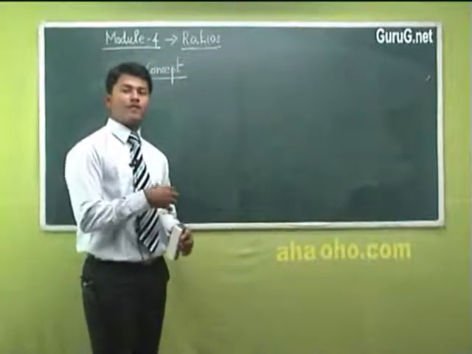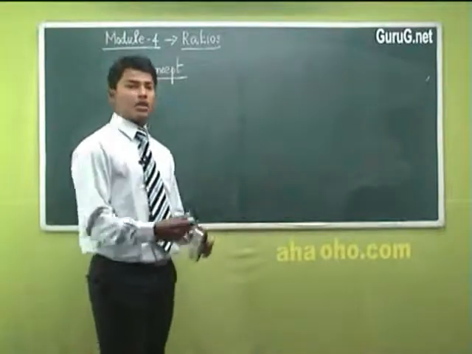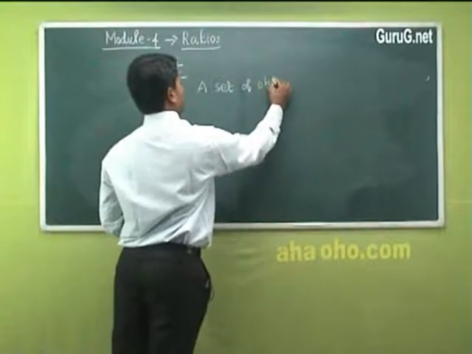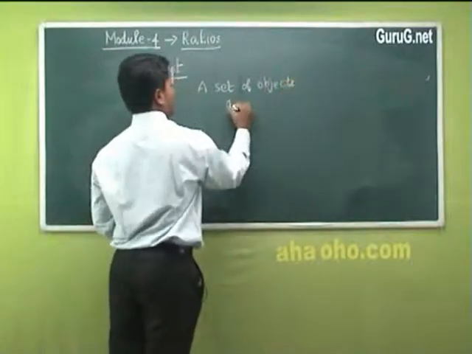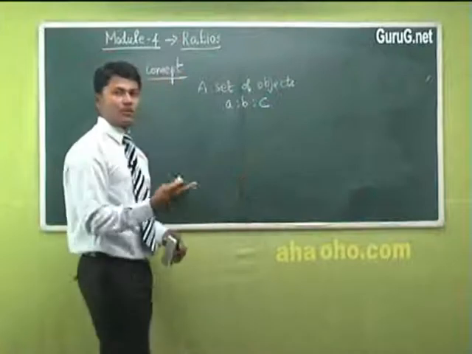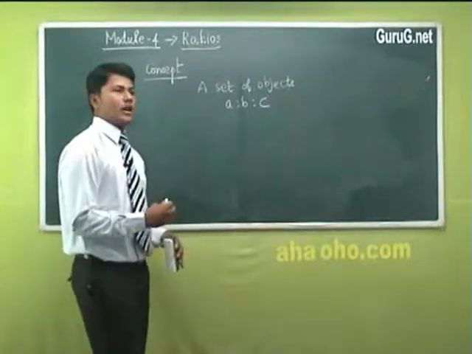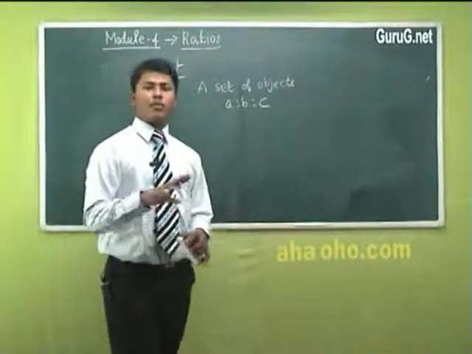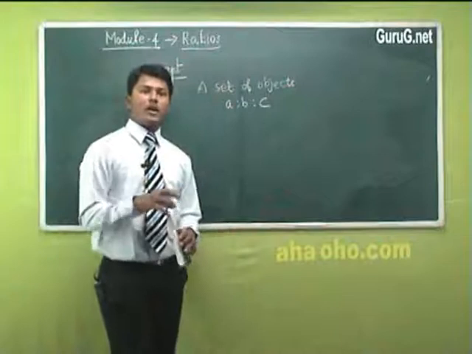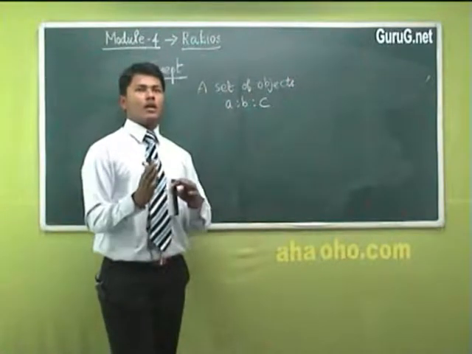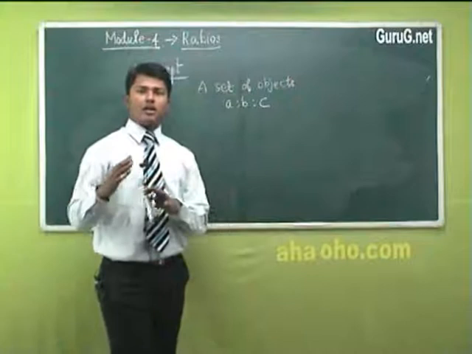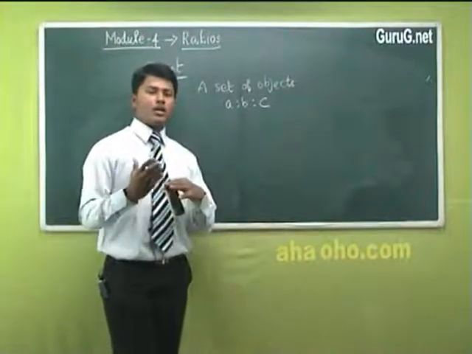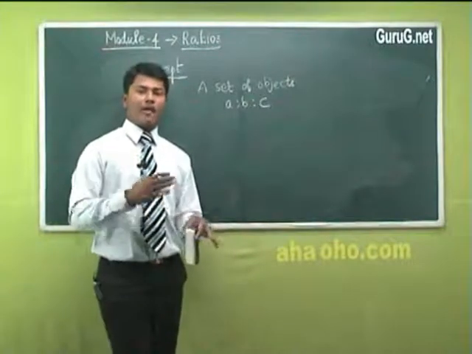Now what will you do in the case of three ratios, A is to B is to C? You are given a set of objects, and you are asked to divide it in the ratio A is to B is to C. Say you have a set of 100 popcorn bags in your hand, and the sizes of the popcorn bags are small, large and jumbo packets. You want to divide the popcorn as small, large and jumbo packets. So A is to B is to C.